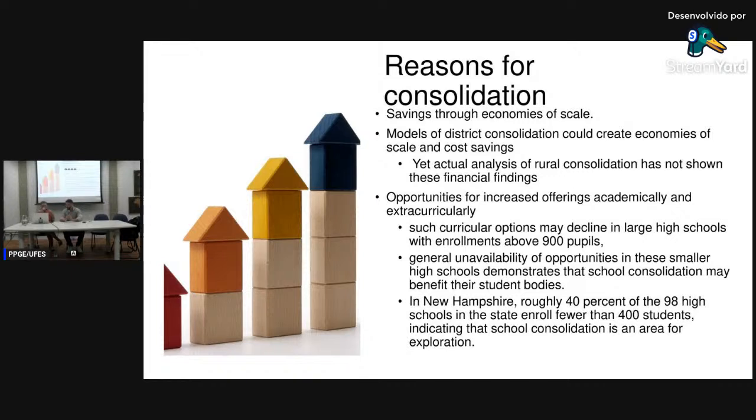And so there's some studies that secondary schools that have less than 900 students have less curricular choices. So states that mainly have schools that are less than 900 students, some research like in New Hampshire suggests that they might want to consider consolidating because that would give students a broader set of classes to choose from.